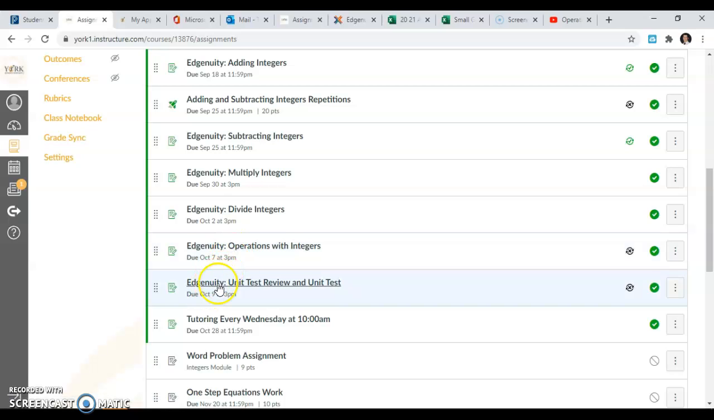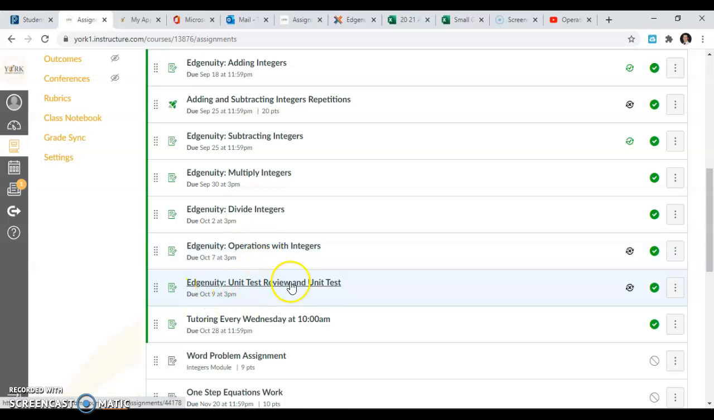And so you'll see that after that, what you have is an Edgenuity unit test review and unit test. So this is your first unit test. And so what you'll have to do is once you complete this section in the quiz, you'll be about 81% complete for the 9 weeks.